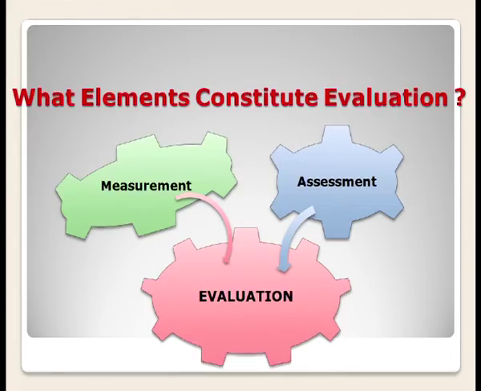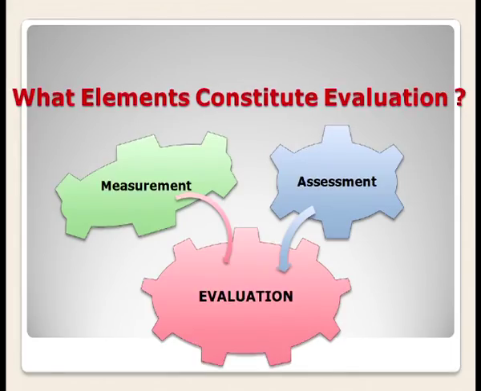Now, what did we receive from all this? We received that evaluation is a process which includes measurement, that is the quantitative information, plus assessment, that is the qualitative information, plus a value judgment about the learning status and the learning progress of the child. This is the process which is called the process of evaluation, which has the widest scope as compared to measurement and assessment. Now, what elements constitute evaluation?